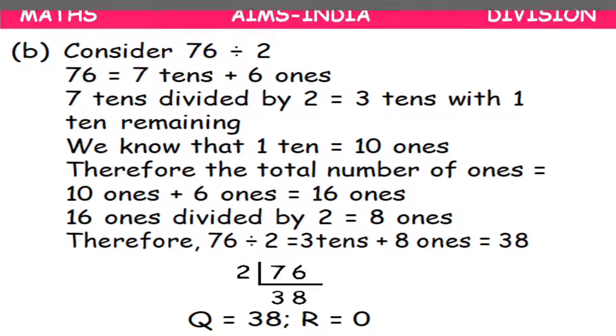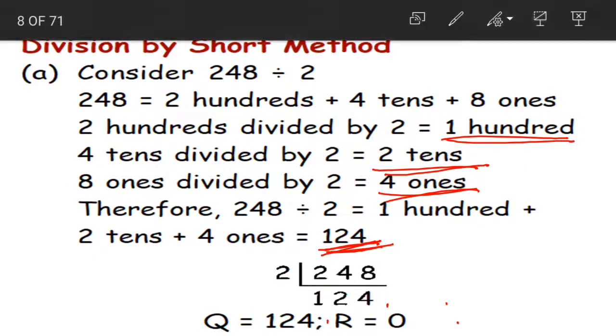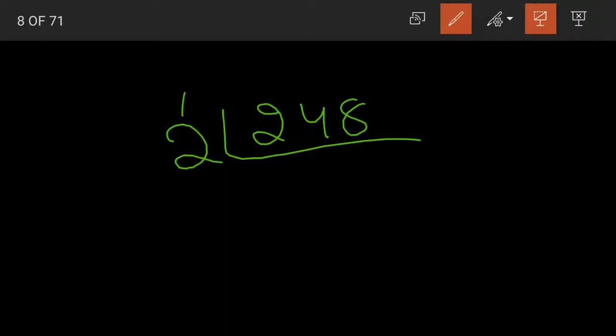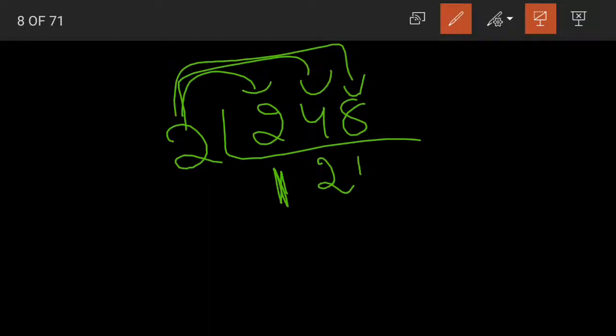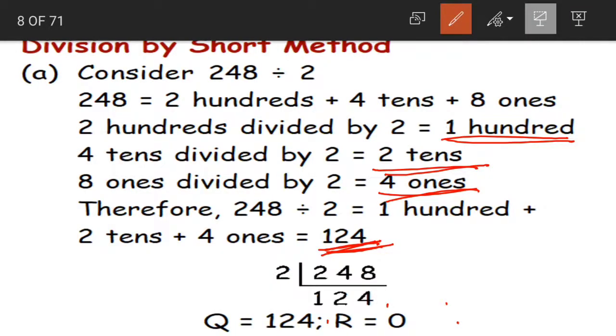What was this? This was division by short method. So this is division by short method. First we take 2. 2 ones are 2. Next we have 4. 2 twos are 4. Next we have 8. 2 fours are 8. That's it. 124 becomes our answer. Done, right? And why is this called the short division method? It is very simple and short to do.